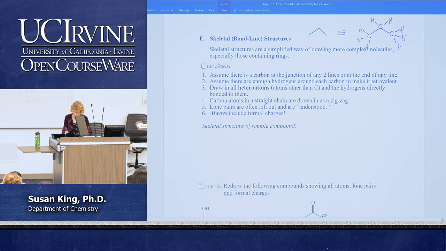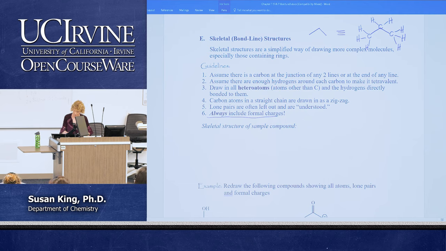You always have to include formal charges, because if one of these 2 carbons on the end here had a formal charge, it wouldn't be having that many hydrogens. So it needs to be clear to anybody in the whole world what you're trying to convey. And so we always need formal charges in all of the different ways that we draw structures. Again, lone pairs don't have to be included.